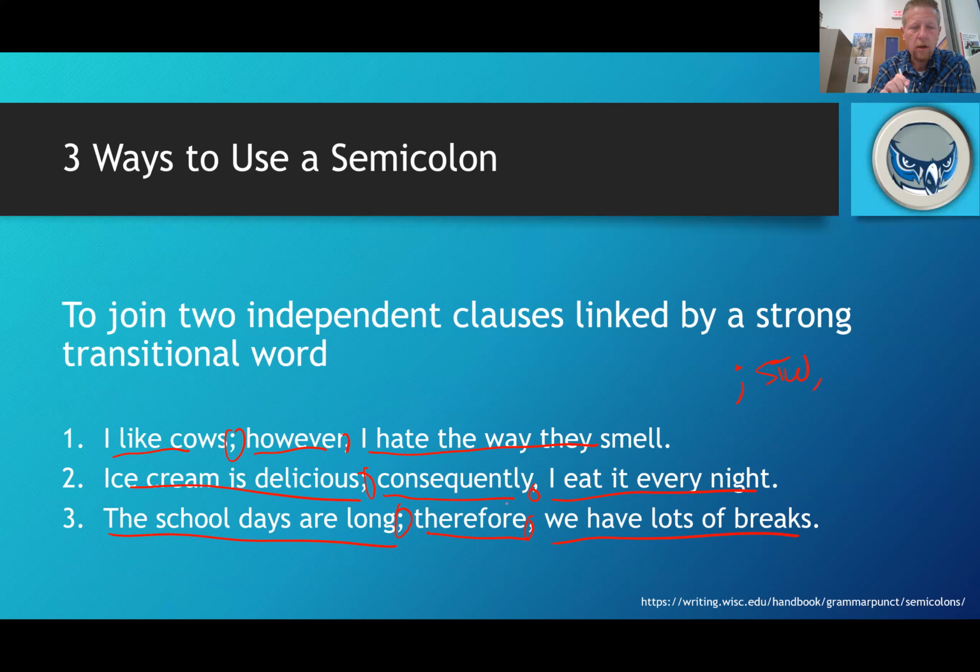You're connecting two independent clauses linked by a strong transitional word. If you said, I like cows, but I hate the way they smell, that is not a strong transitional word. If it's one of the coordinating conjunctions, for, and, nor, but, or, yet, so, or a word like that, it is too weak for a semicolon. That would simply be, I like cows, but I hate the way they smell, just separated by a comma. But words like however, consequently, therefore, you just sense that those are stronger, more powerful transitional words. So you would use a semicolon.